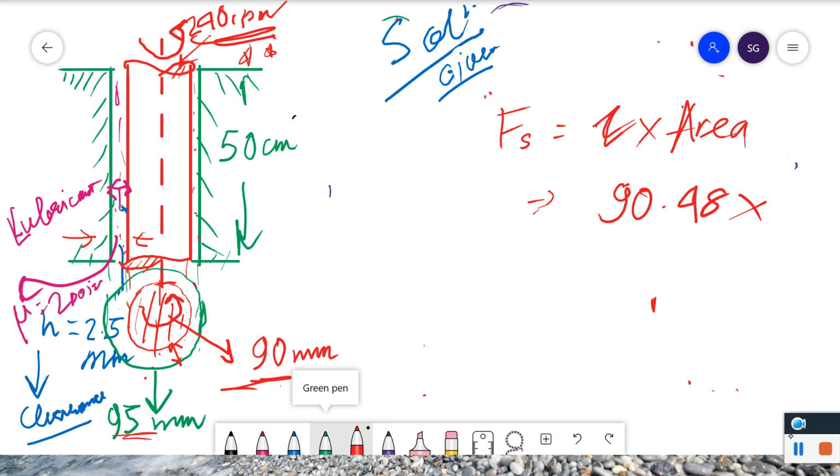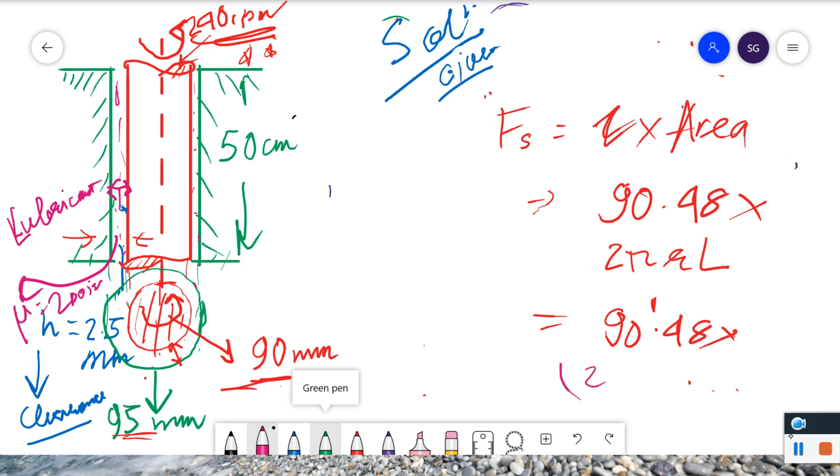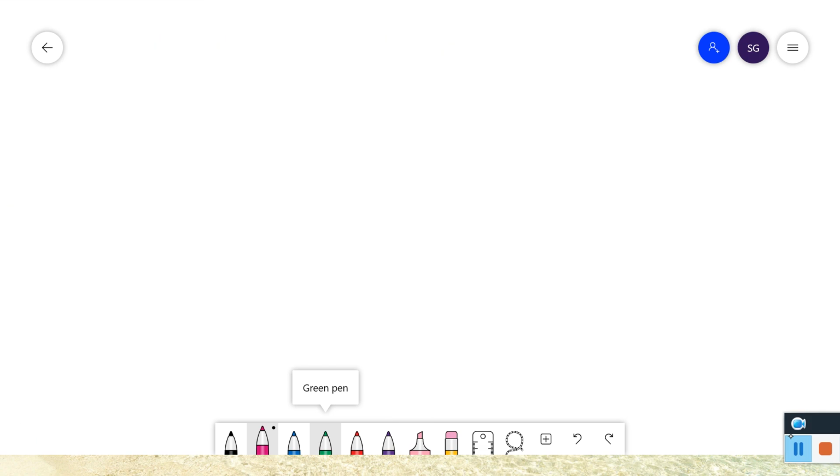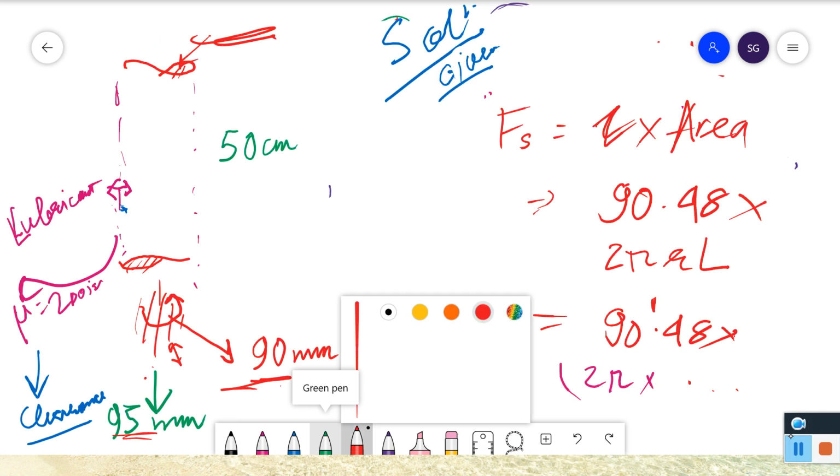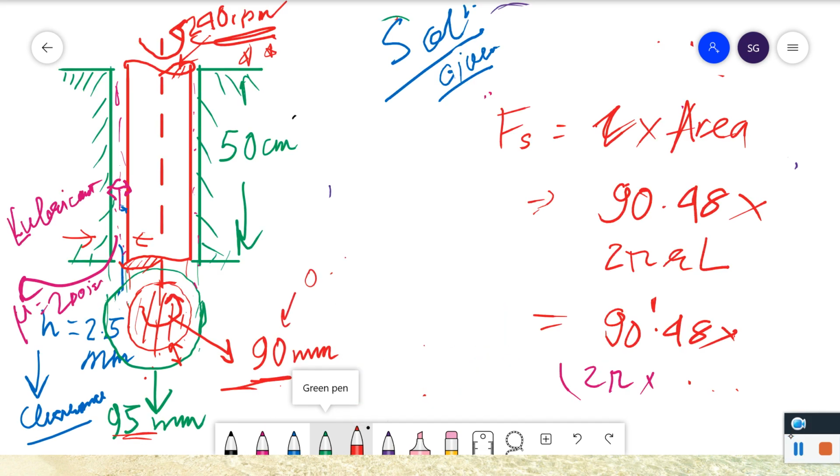So we know that the curved surface area of a cylinder is 2 pi RL. It is 2 pi RL. Okay, so it will be 90.48 into 2 pi. R is 0.09, write this as 0.09 meter. This is 0.09 meter.